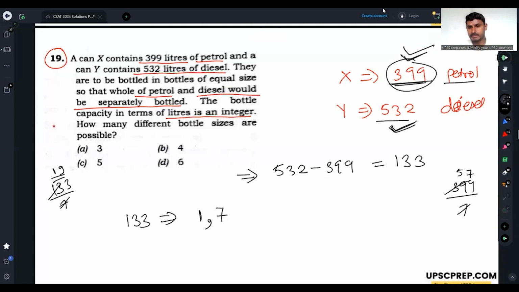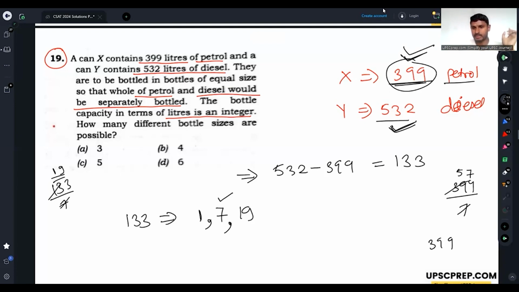532, is it divisible by 7? Yes, it is also divisible by 7. If you just check, you will find it is divisible by 7 as well. मतलब 7 liters का bottle I can also have. Again यहाँ पे 19 से भी divisible होगा. तो 399, is it divisible by 19? Yes. Okay, let's see now.